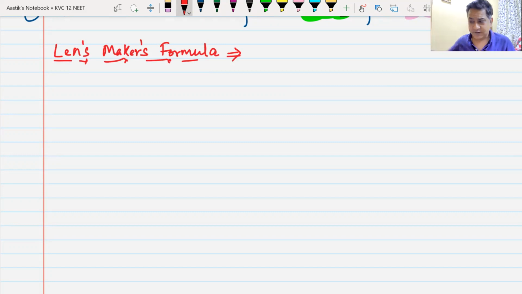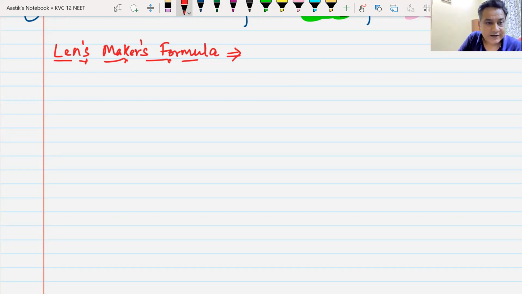Any idea what this lens maker's formula is all about? Does anyone know? No? Well, you haven't studied it before? Lens maker's formula, as the name suggests, is used to make lenses. Now, what is a lens maker's formula?